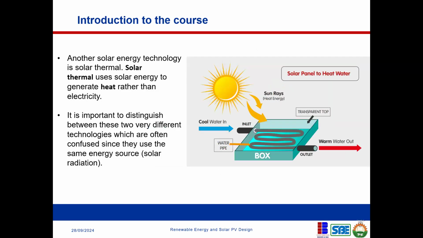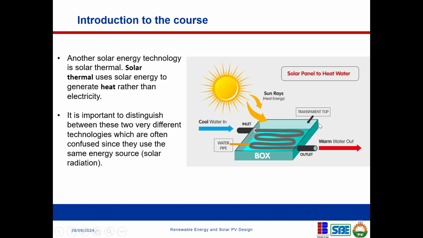I also want to introduce another solar energy technology, which is solar thermal. So we have two types of energy that can be generated from the sun: solar photovoltaic and solar thermal. We need to differentiate between these two as well. Solar thermal uses solar energy to generate heat rather than electricity. It is important to distinguish between the two very different technologies, which are often confused since they use the same energy source, which is solar radiation.